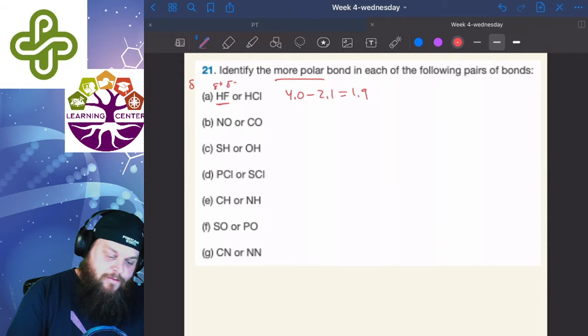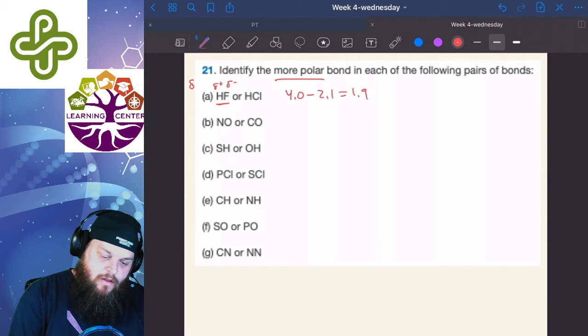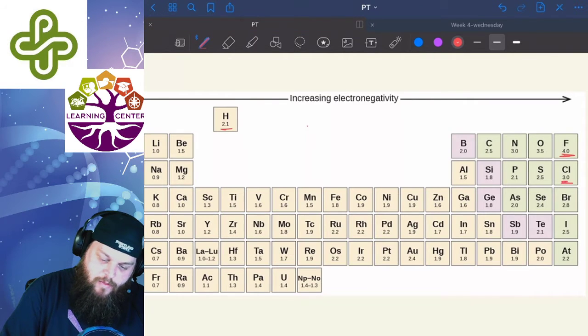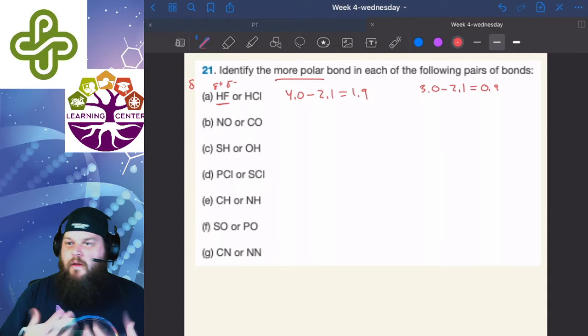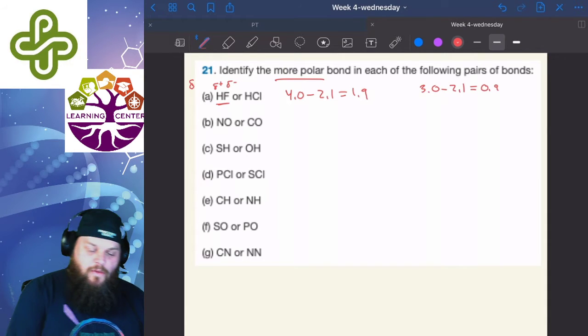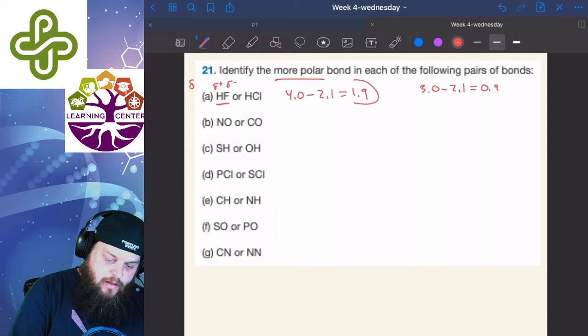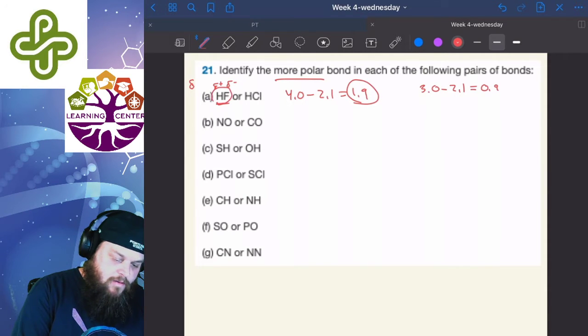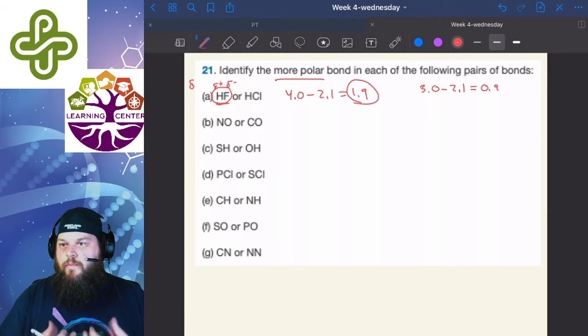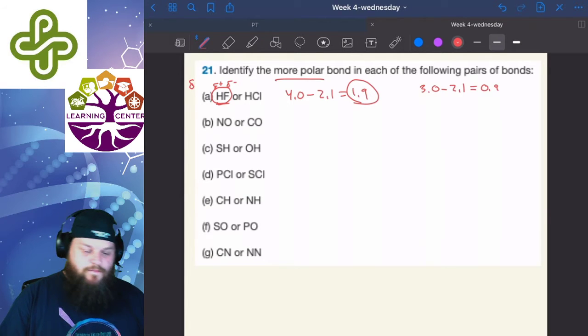We do the same for HCl. We're looking at chloride, which is 3.0. We can say that's 3.0 minus 2.1, which is equal to 0.9. So the more polar between these is basically going to be the one with a larger difference in electronegativity. So HF is going to be more polar than HCl.